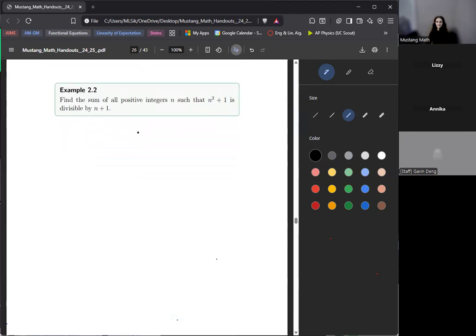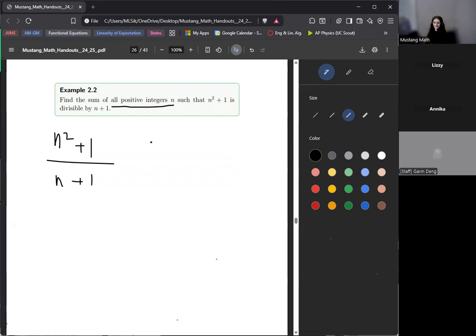So here we have: find the sum of all positive integers n such that n squared plus 1 is divisible by n plus 1. This one was Mustang Math 2024. I was wondering how you got it so fast.